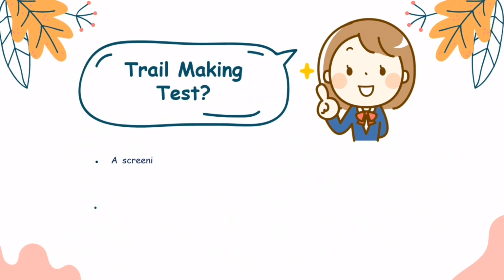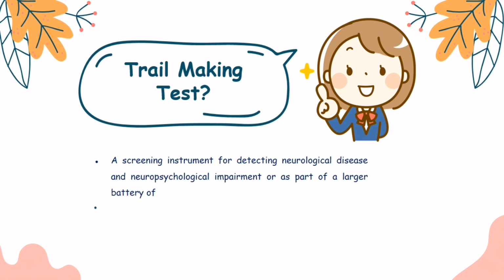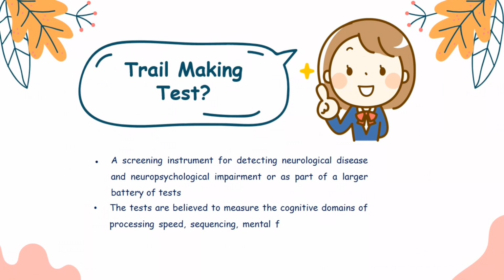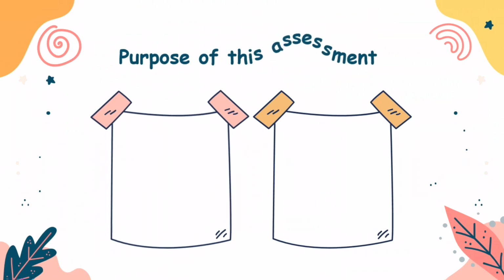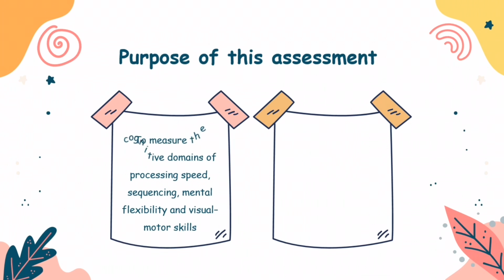The trail making test is a screening instrument for detecting neurological disease and neuropsychological impairment as a part of a larger battery of tests. The tests are believed to measure the cognitive domains of processing speed, sequencing, mental flexibility, and visual motor skills. The purpose of this assessment is to measure these cognitive domains. It is also to test for the presence of brain injury.